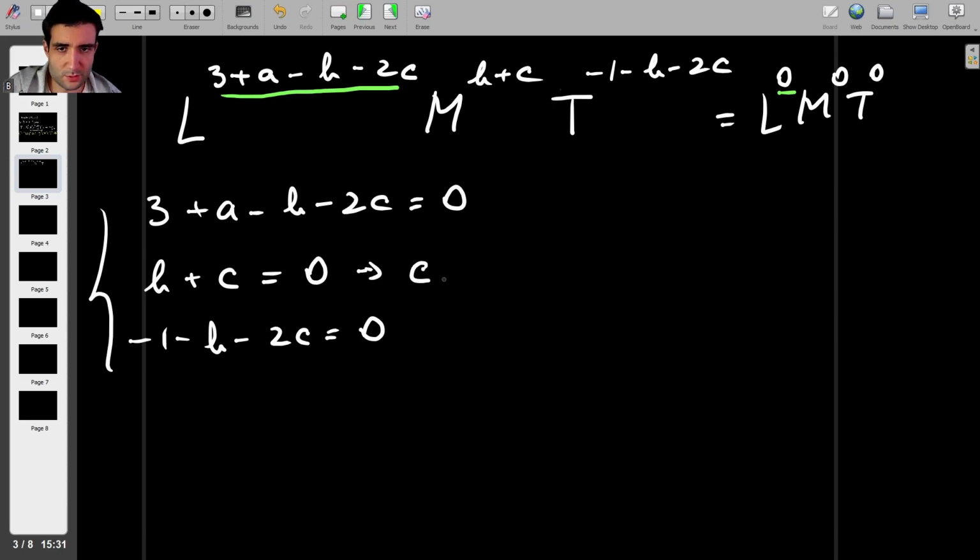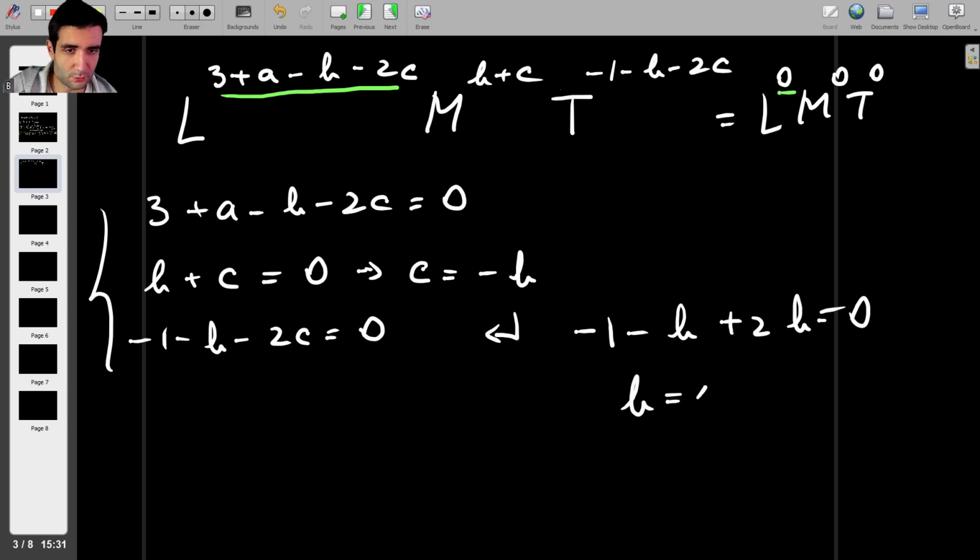So from the second equation, we have C is equal to minus B, which we can sub in here. And this gives us minus 1 minus B and then plus 2B is equal to 0, so B is equal to 1 straight away, which means that C is equal to minus 1.